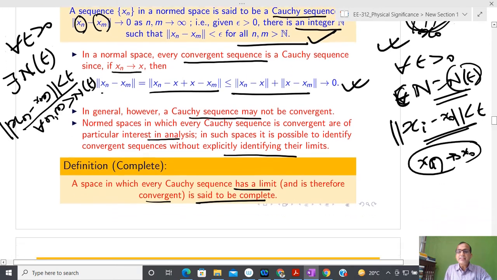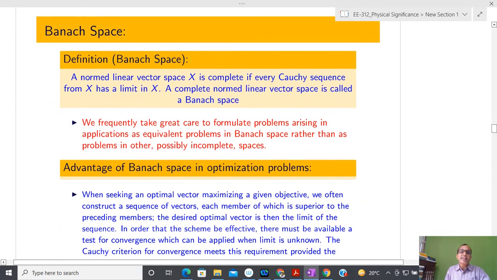Okay, and due to that reason, a new space comes into the picture, which is called a Banach space. So a normed linear space X is complete if every Cauchy sequence in X has a limit in X. Okay, so what we have seen is that a Cauchy sequence generally does not converge, but if those Cauchy sequences are also convergent, or have a limit, then that space is a complete space, and that complete normed linear space has a very special name: it is called a Banach space.